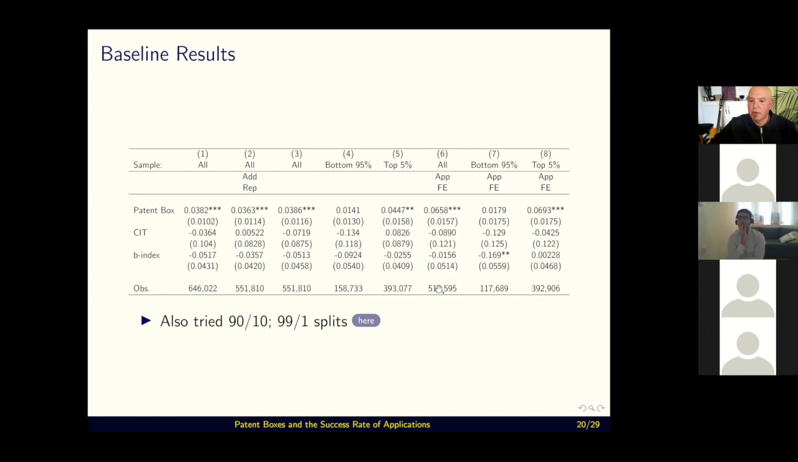Then what we do is we move from country fixed effects to applicant fixed effects. And what do we see? Patent boxes are correlated with better success rates, only amongst the big players. Now, that doesn't mean subsidies don't matter. They do, but only for relatively infrequent applicants.